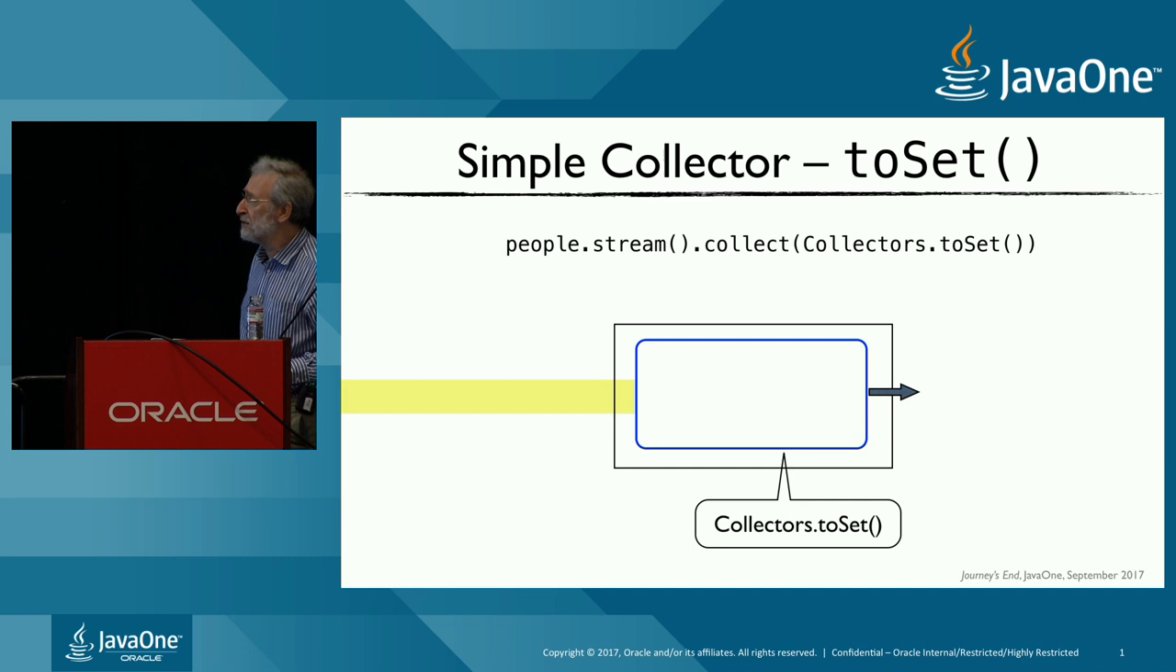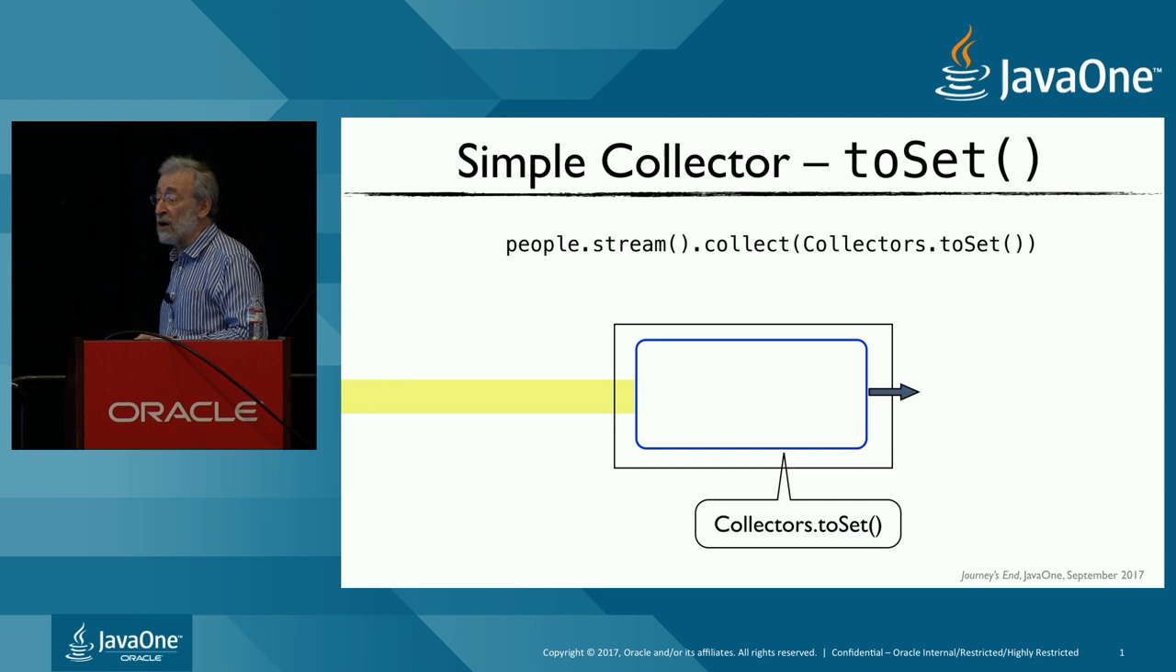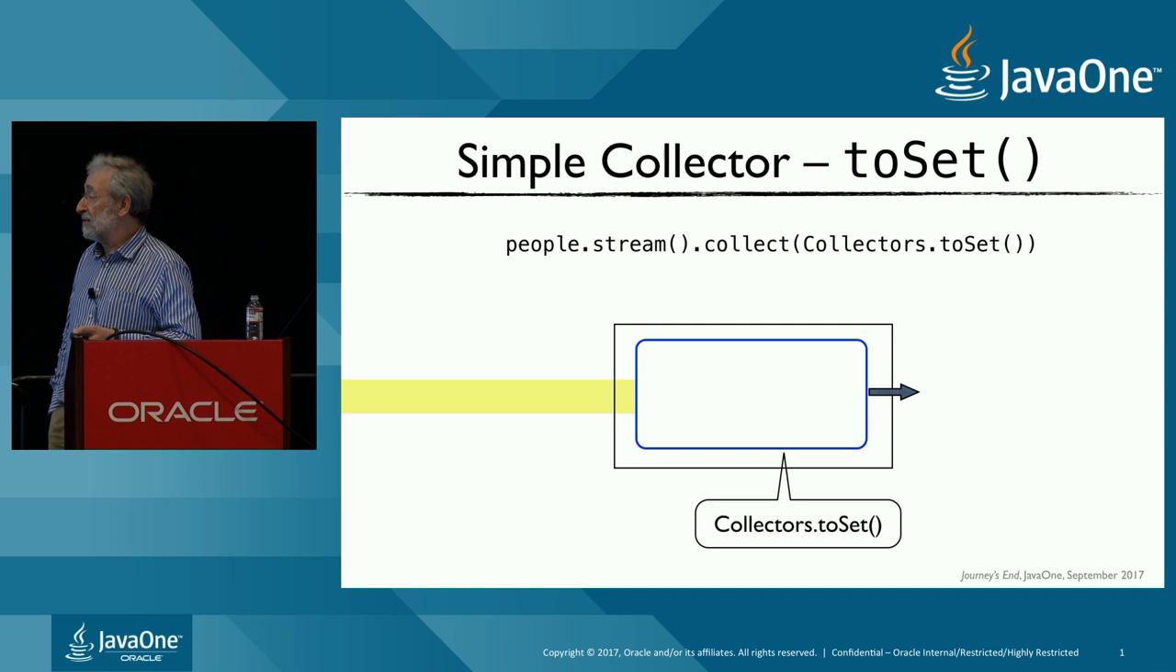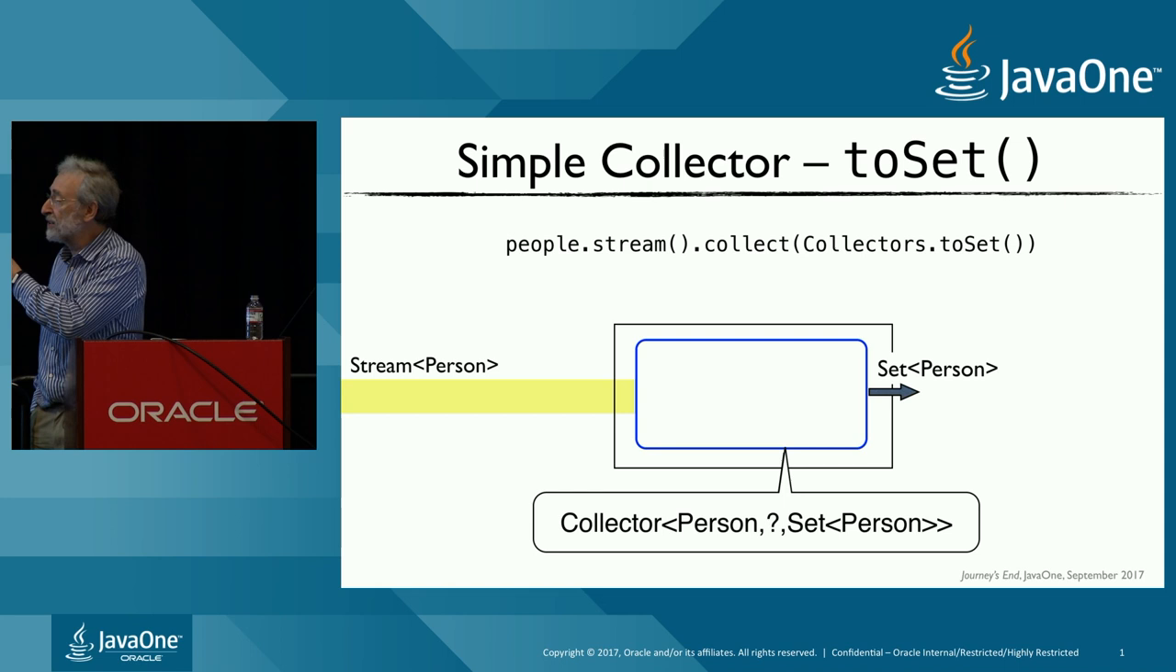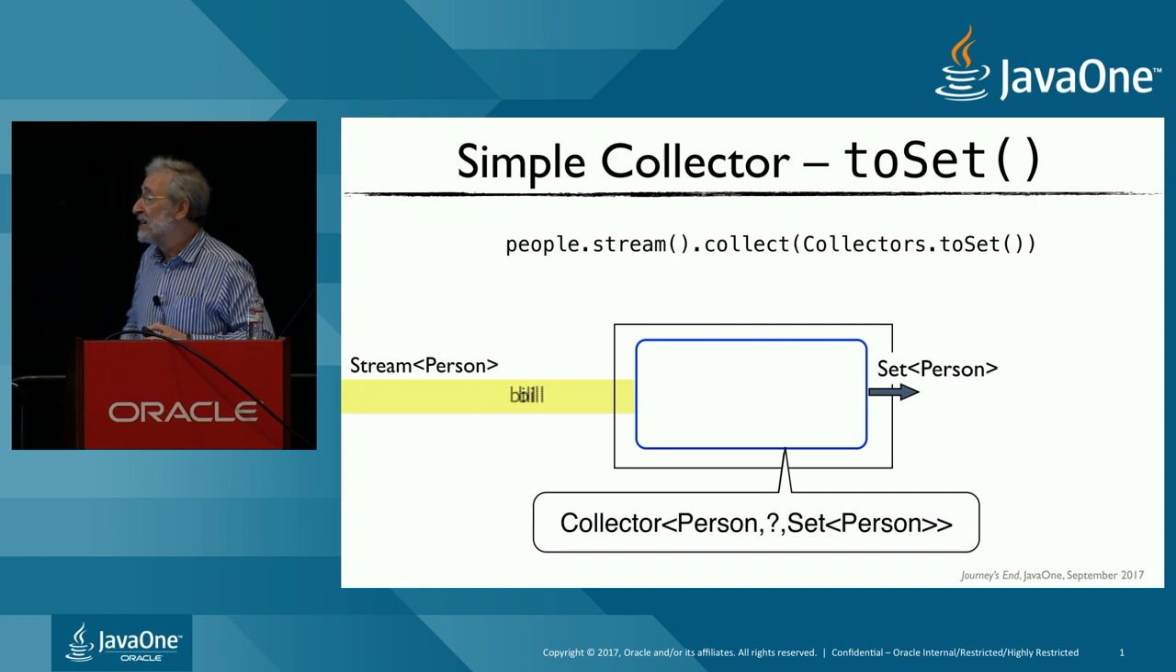Here's an example of what would happen if you wanted to collect all the elements of a Person stream into a set. So the code is at the bottom, Collectors.toSet. The animation is: the thing on the left is going to be a stream, and the Person objects will come along it, and what will be emitted at the right-hand side is whatever we're trying to get. So in this case, it's pretty simple.